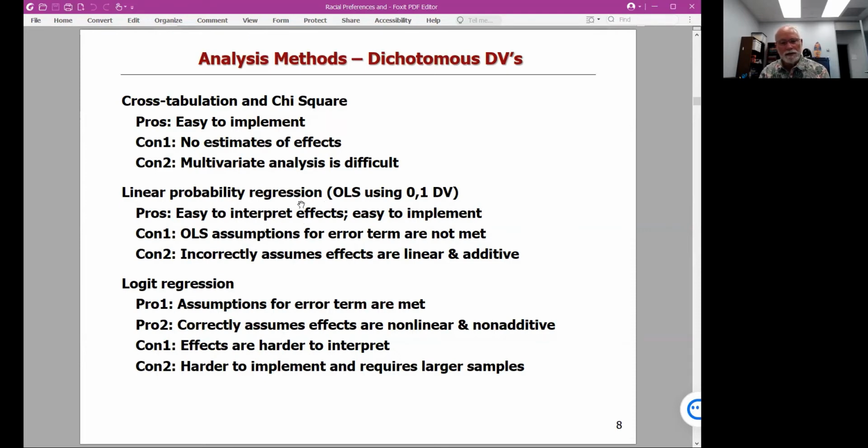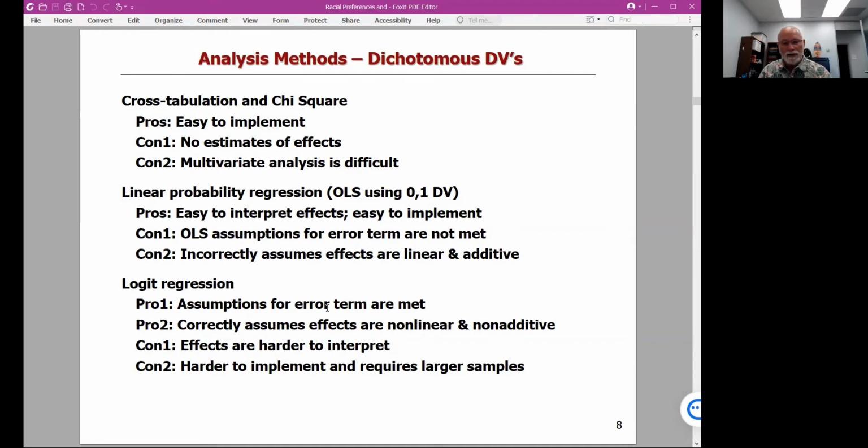Linear probability regression is taking a 0-1 variable, which could be like a 2-category variable, and running OLS regression on the 1s and 0s. The main advantage is it's easy to interpret effects and it's easy to do it. The major problems are you can't do significance tests that are valid, because the assumptions underlying it are not valid. And you can easily get bad predictions because it incorrectly assumes that effects of the independent variables are linear and additive.